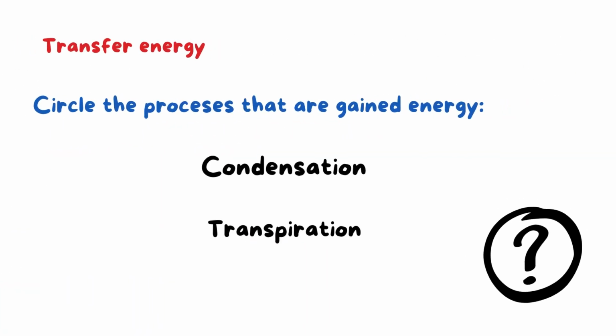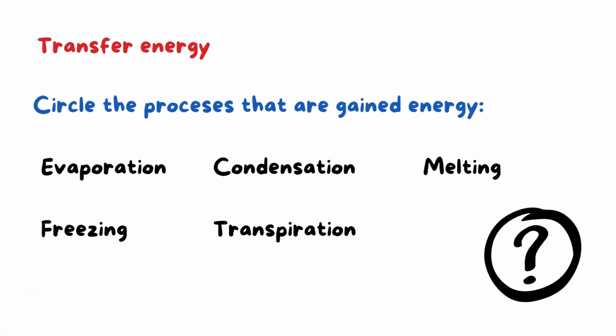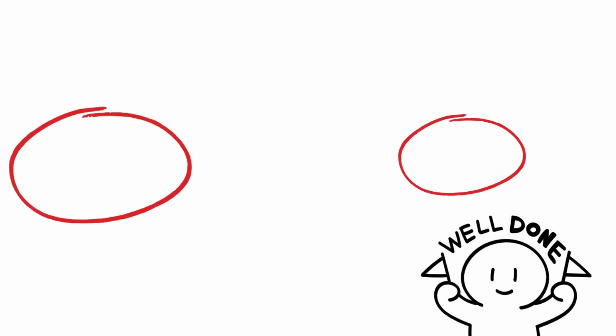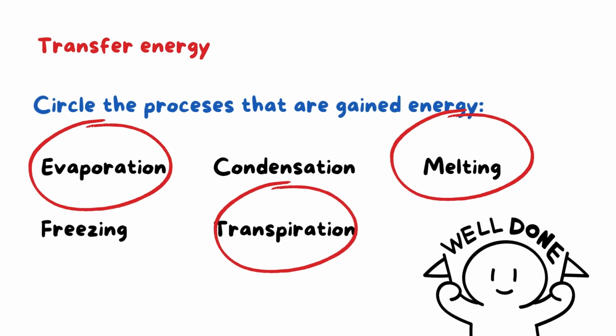So here we have a question: circle the processes that gain energy. Which of these processes gain energy? Evaporation, condensation, melting, freezing, transpiration. So the processes that gain energy: yes, evaporation. Condensation, of course, no. Melting, yes, it gains energy. Freezing, of course, no, because this is about losing energy. And we have transpiration.